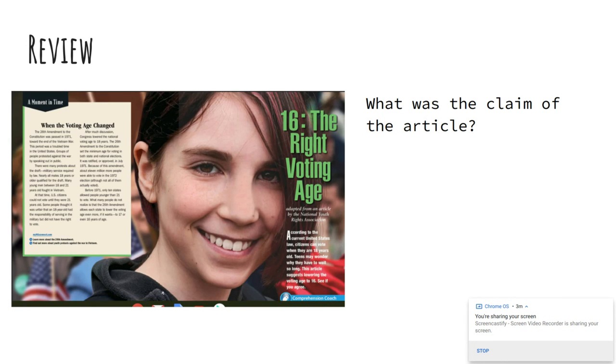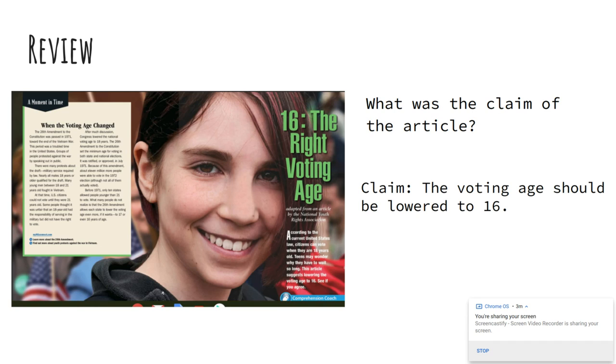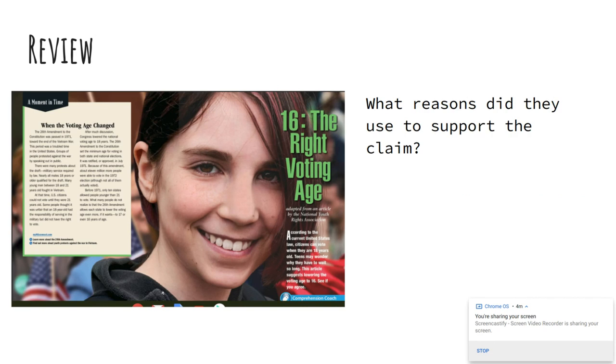All right, let's review this article that you read last class. It was called 16, The Right Voting Age. We can tell just from the title alone what the claim of the article will be. So what is the claim of the article? The claim of the article is the voting age should be lowered to 16. Remember, the current voting age is 18. What reasons did they use to support this claim?